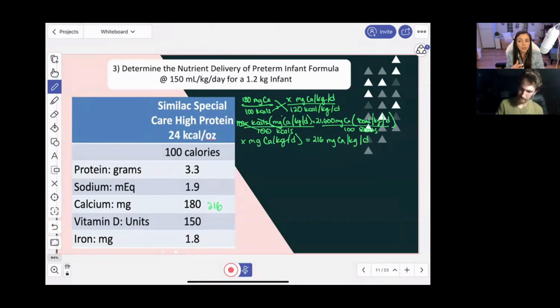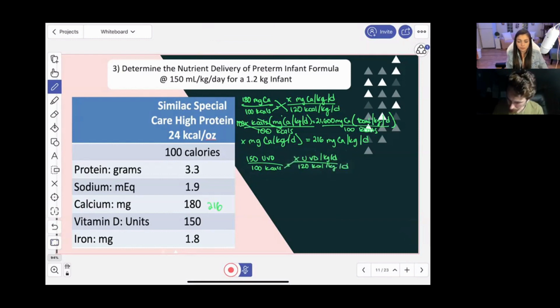Perfect. There you go. So now we're going to do the tricky one, which really shouldn't be that tricky, but always remember that our vitamin D is going to be the only odd one out where it does not go by kilogram per day. It normally goes by the units per day. We're going to start off the same way. So we have 150 units of vitamin D over 100 kcals equals X units of vitamin D per kilogram per day over 120 kcals per kilogram per day.